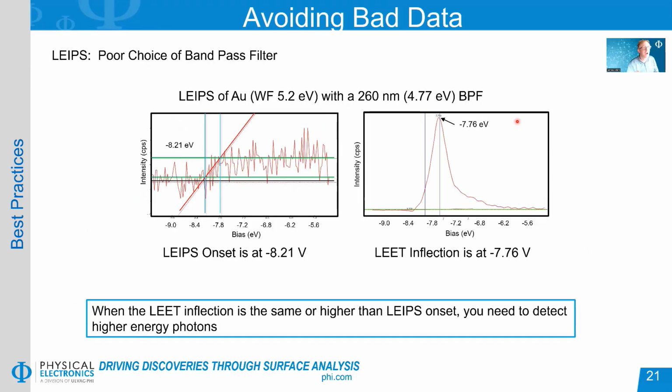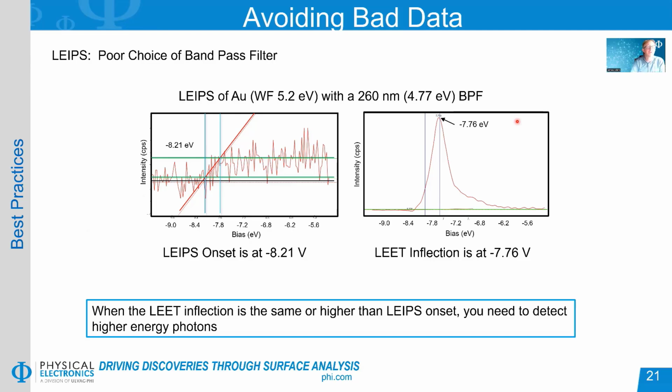Another thing that can commonly happen is using the wrong bandpass filter. So when you do LEIPS, your bandpass filter has to have a center photon energy larger than the electron affinity of your sample. So here's an example of some data where that sort of mistake was made.